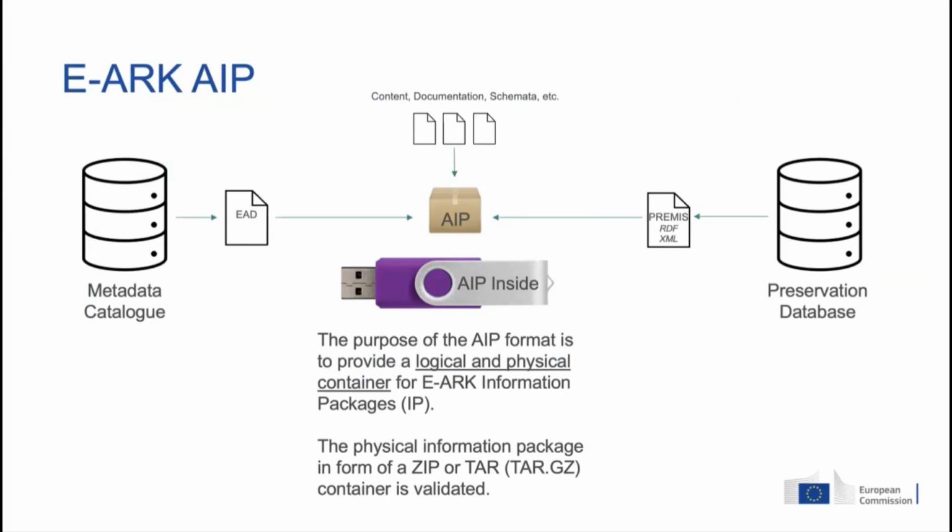So this means when you have such a system, you would need to export this AIP so that we can validate it. And when you export it, we expect, as described, if you have a metadata catalog, you need to export the AIP, for example. If you have a preservation database, you need to store the PREMIS files in RDF or XML format. Then, just to see, put it on a USB stick and hand it over to us. And this is the package, the zip file or tar file, that we take and validate. So this is the purpose of what we are doing here.